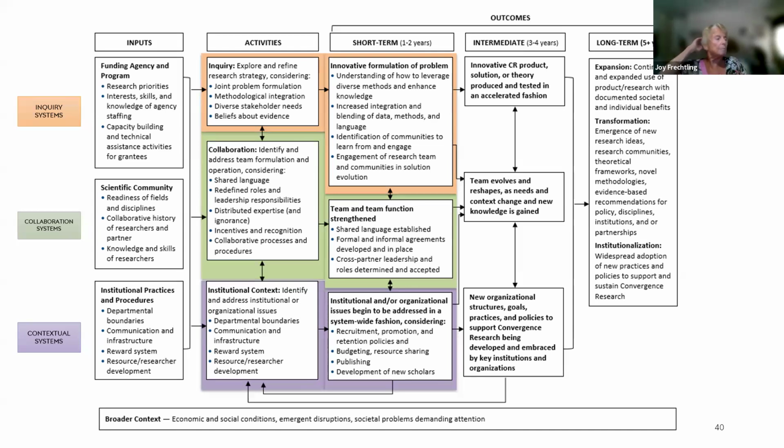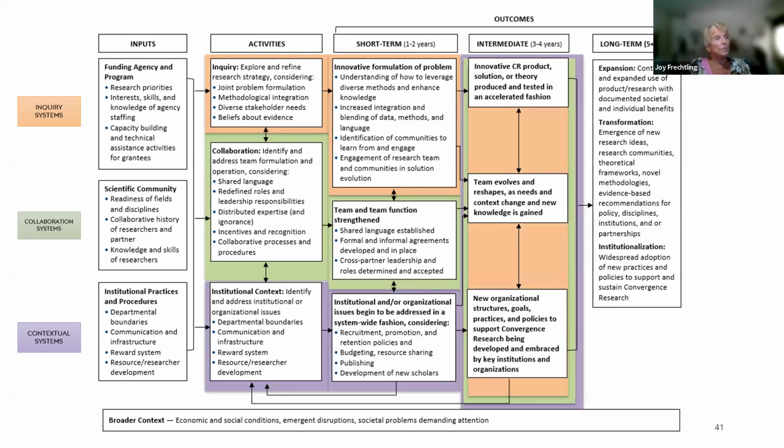When you look at team and team functions, one of the challenges that's outlined at the beginning is people speak different languages. They have different ways of formulating things. Do you see the team and do you see the research starting to develop a shared language? Are they able to change traditional hierarchies of leadership and followership to have cross-partner leadership? So these are early indicators that one would want to look at to see if the work is on the right track.